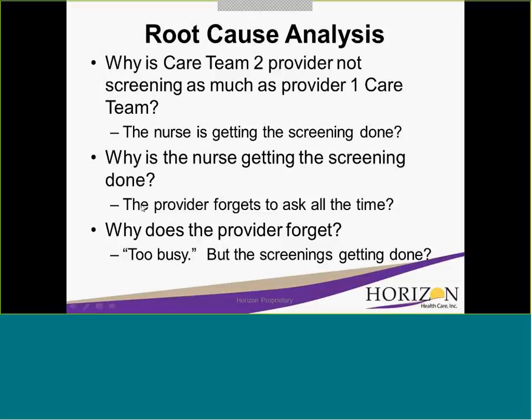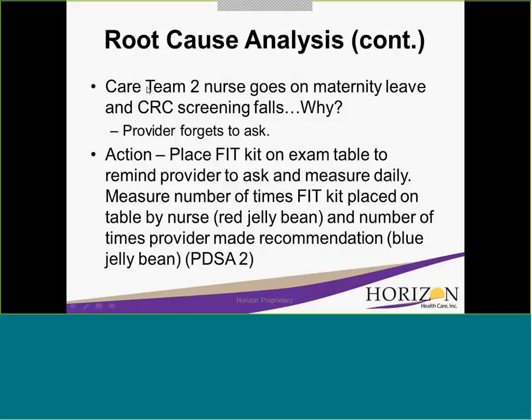So why is the screening getting done? The provider gets to ask all the time. Why forget? Because too busy, but the screening's getting done, right? So we don't worry about it. Well, a few weeks go by, and the team 2 nurse goes on maternity leave for a few weeks, and that provider's screening rates fall. And we get the answer: the provider forgets to ask.